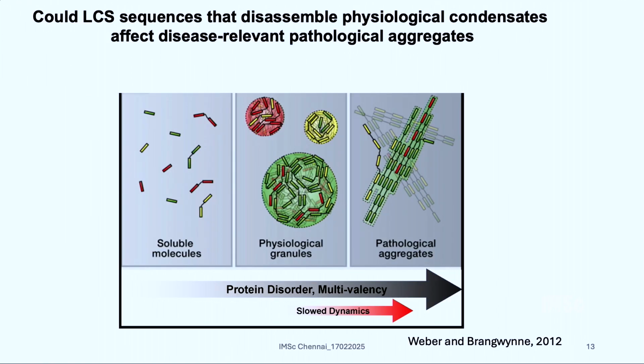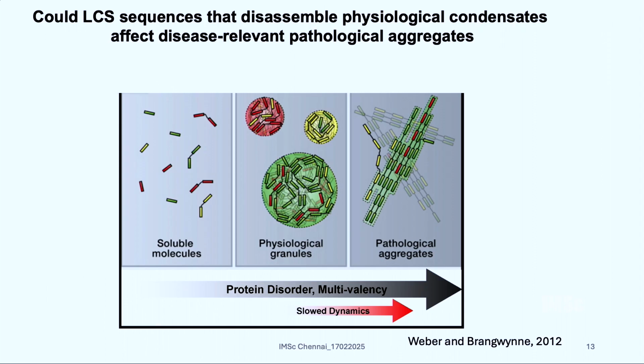So his work demonstrated that LCS could contribute to disassembly of physiological condensates. So P bodies and stress granules are physiological structures because they are there under normal conditions, right? They form and they disassemble and things like that. But there are also disease relevant pathological aggregates, right, which come up under the conditions of specific diseases.